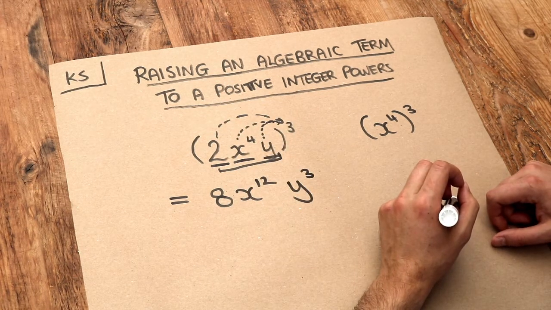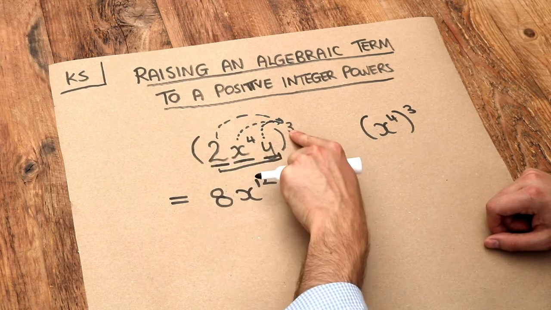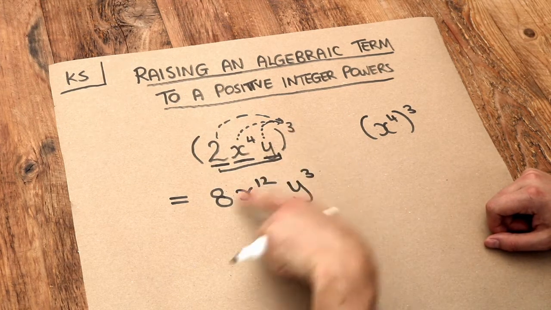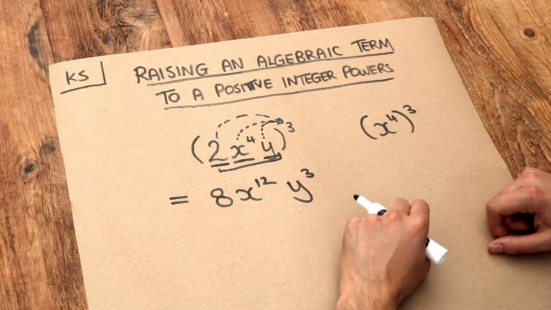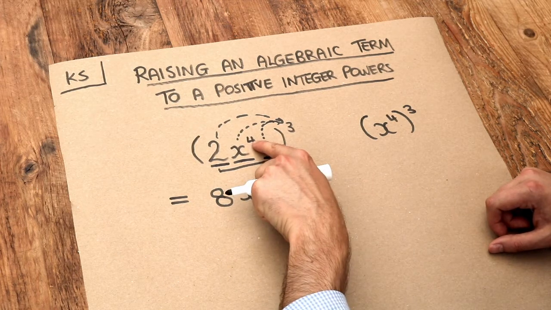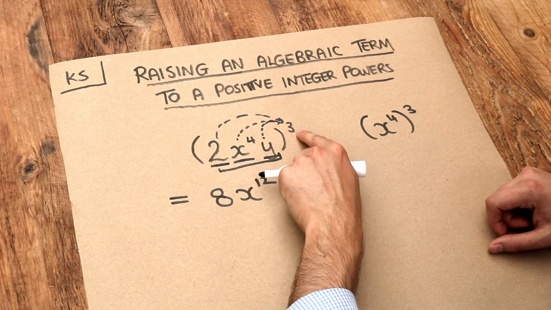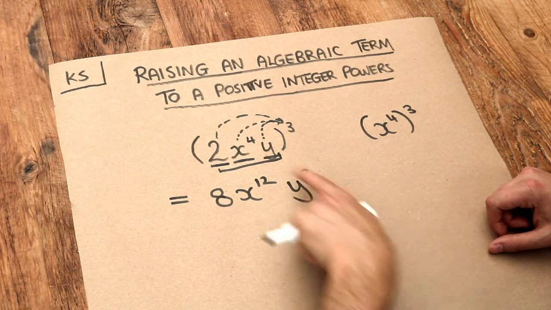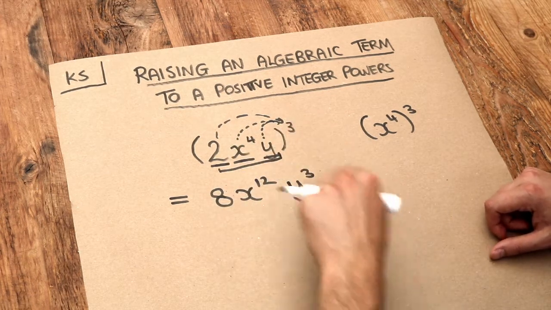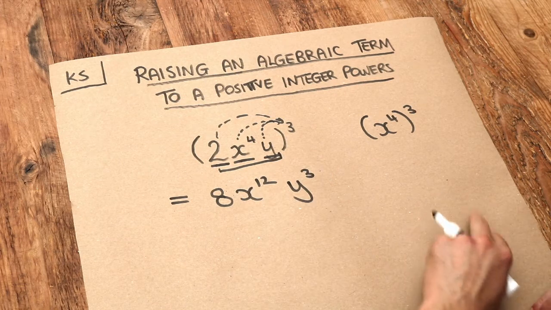Now mistakes that students often make is they accidentally do 2 times 3 rather than 2 to the power of 3, so they put 6 instead of 8. And sometimes I see students adding these indices, so they do 4 plus 3 to give x to the power of 7. But this is a power to a power, so we have to multiply the indices.